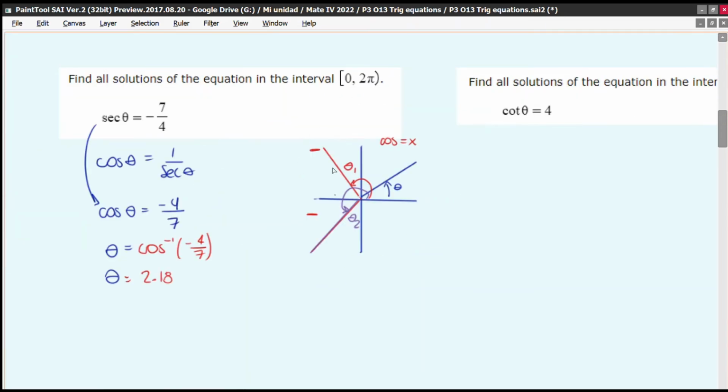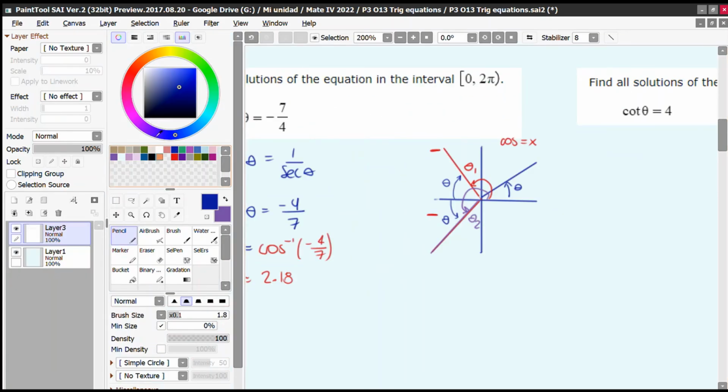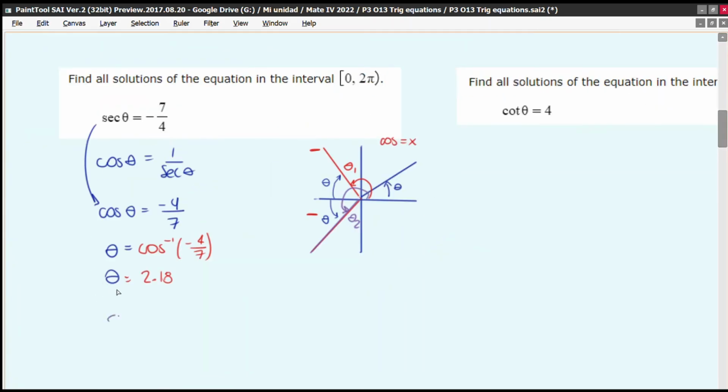Remember, what they have in common is that all of them, even though my drawing doesn't look like it, have the exact same reference angle. That is, this angle right here is theta, and this angle right here is theta. So how do I find these other angles? Well, let's think about it for a second. Theta 1, that is in the second quadrant, is half a spin minus the reference angle. So half a spin minus the reference angle. That is pi minus 2.18.